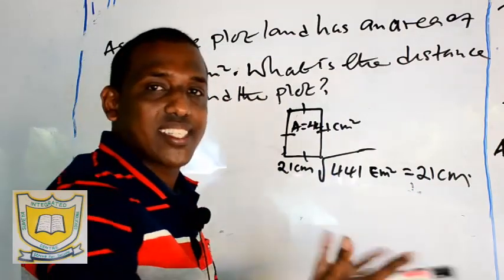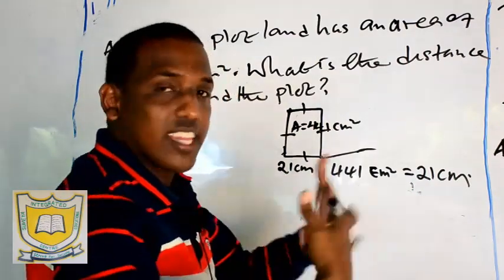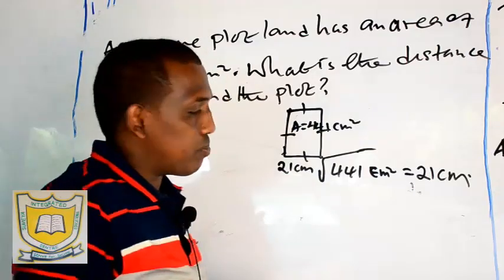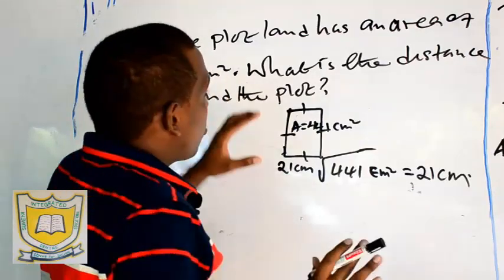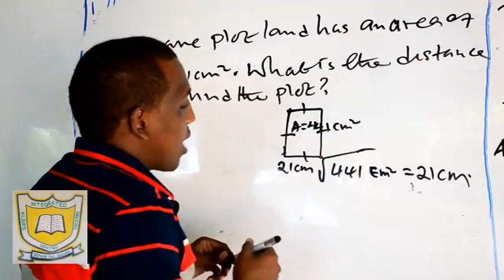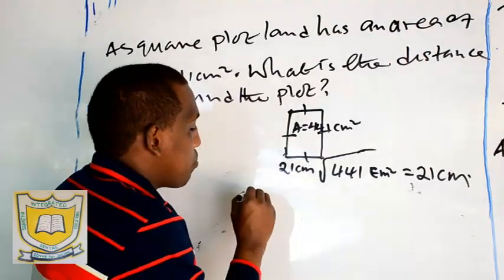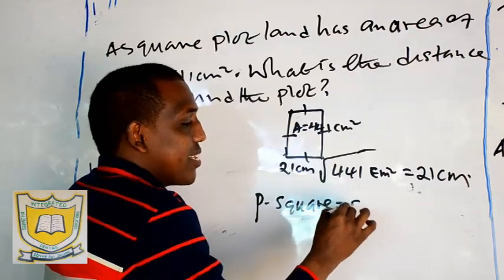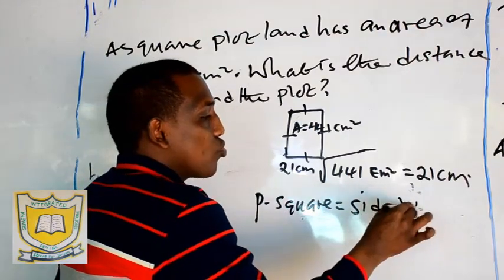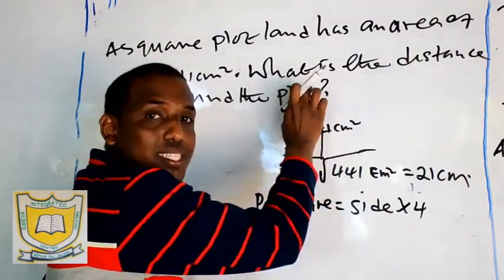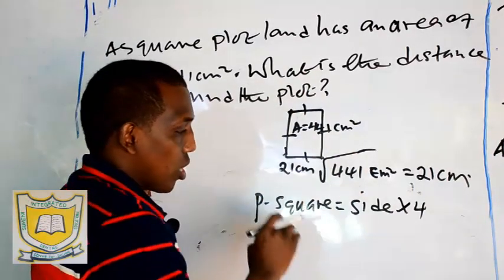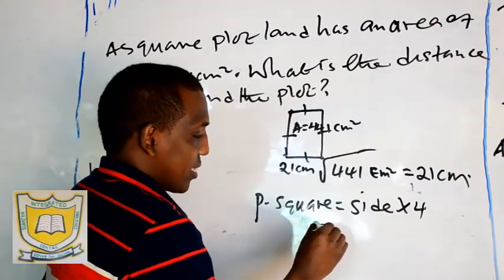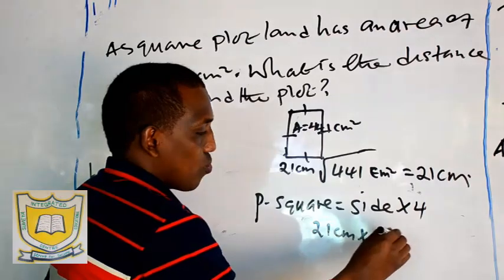If you are told find the side, 21 centimeter, find the length, 21 centimeter, they are the same. But now they are not asking that; what they are asking is the distance. How do we get the distance? It means perimeter. So perimeter of a square is equal to, as I said yesterday, one side times 4, or side plus side plus side plus side, 4 sides, they are equal. So 21 centimeter times 4, now you multiply.